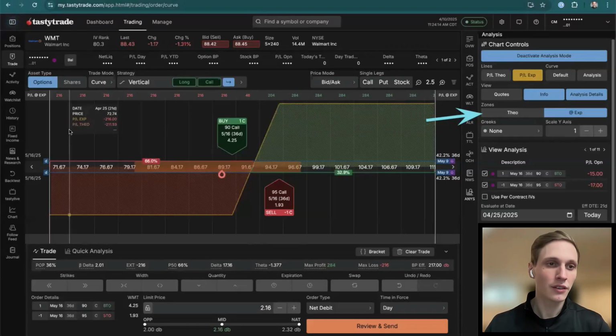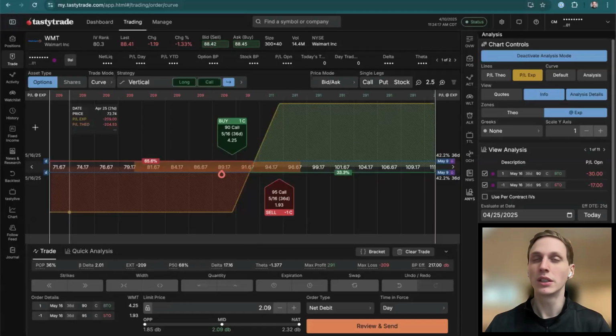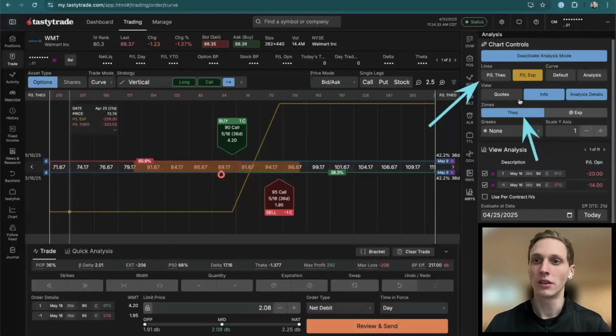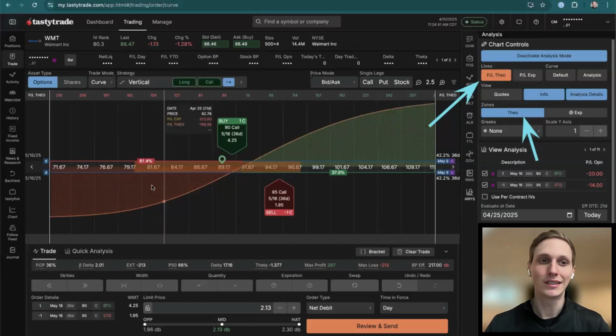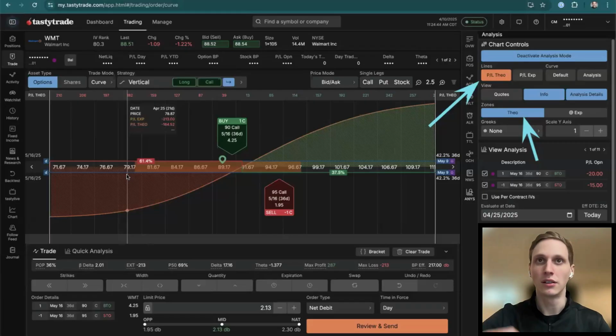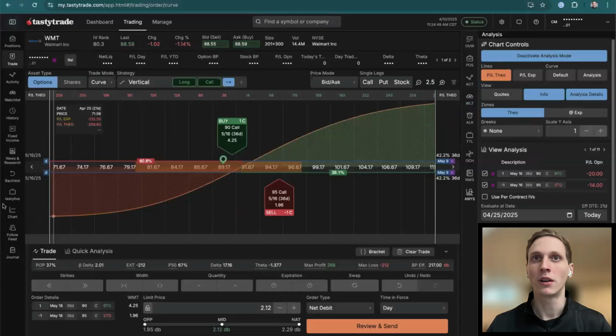Now to get into the good stuff in terms of our analysis tools, we can also look at our strategy based on theoretical values. We can toggle our line from P&L at expiration to P&L Theo. And then we can also change our zones to Theo as well. So we'll toggle this to Theo and toggle this to theoretical as well, and we can untoggle our P&L at expiration line. Now you'll notice that instead of our rigid lines of capped profit and loss, we're actually looking at our theoretical profit or loss based on Walmart's price for today.